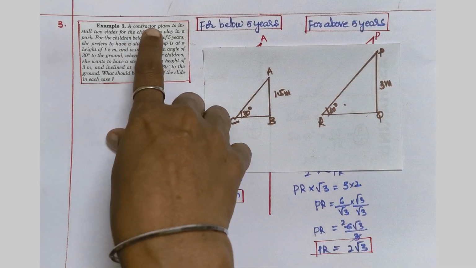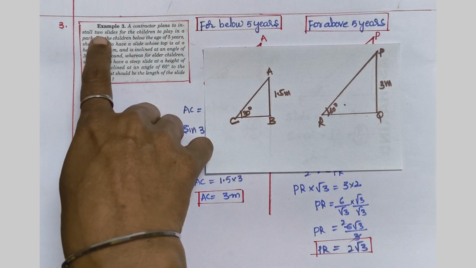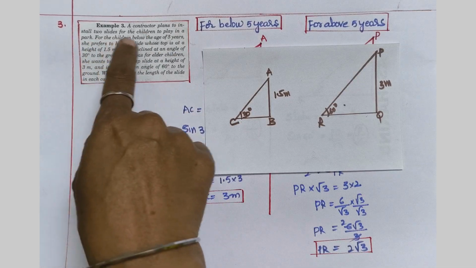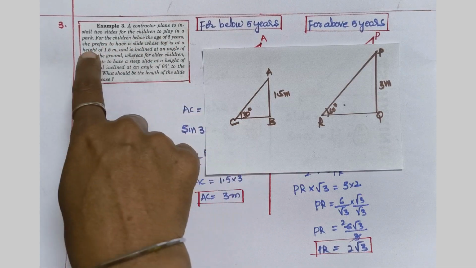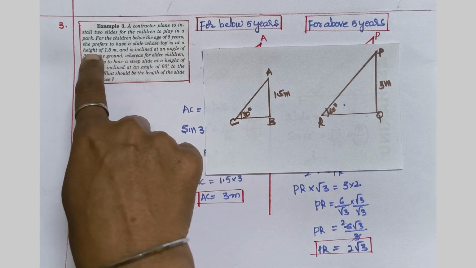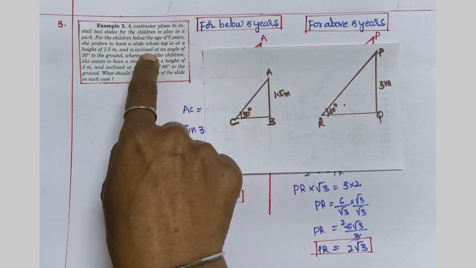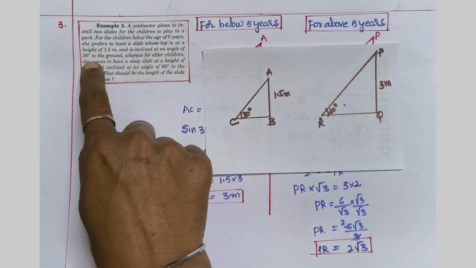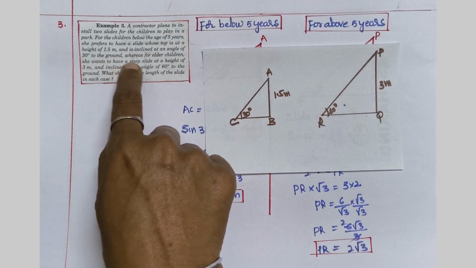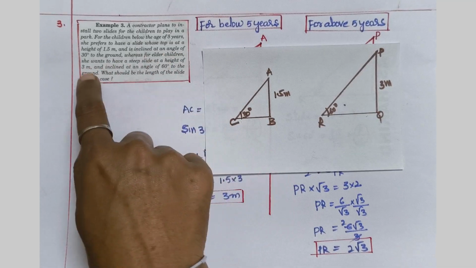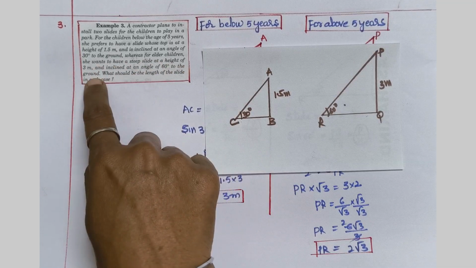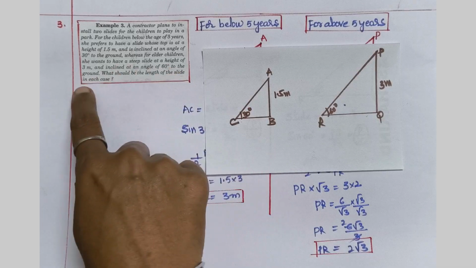Now the third question. A contractor plans to install 2 slides for the children to play in a park. For children below the age of 5 years, she prefers a slide whose top is at a height of 1.5 meter and is inclined at an angle of 30 degree to the ground, whereas for the elder children she wants a steep slide at a height of 3 meter and inclined at an angle of 60 degree to the ground. What should be the length of the slides?